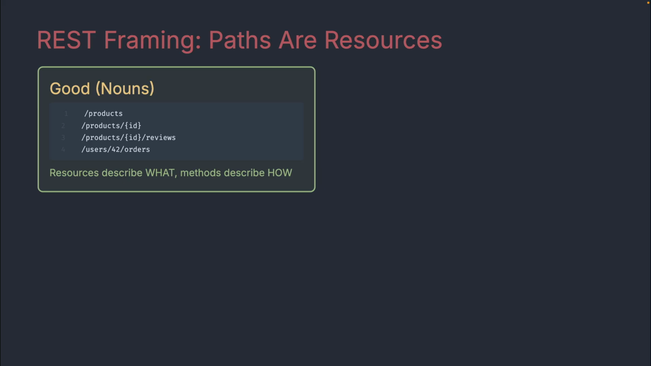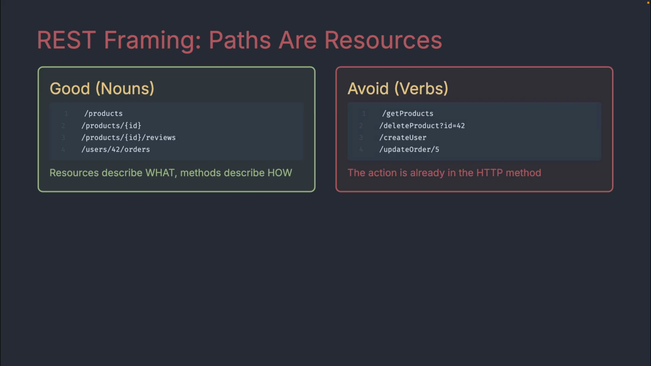What is a pattern that we need to avoid? Verbs. Like we have products on the left, and get products on the right. That we need to avoid. Just products itself, and we do a GET request. And we will talk about verbs in a bit. So we need to avoid this one. We don't use a delete with ID equal 42. Don't do that kind of pattern.